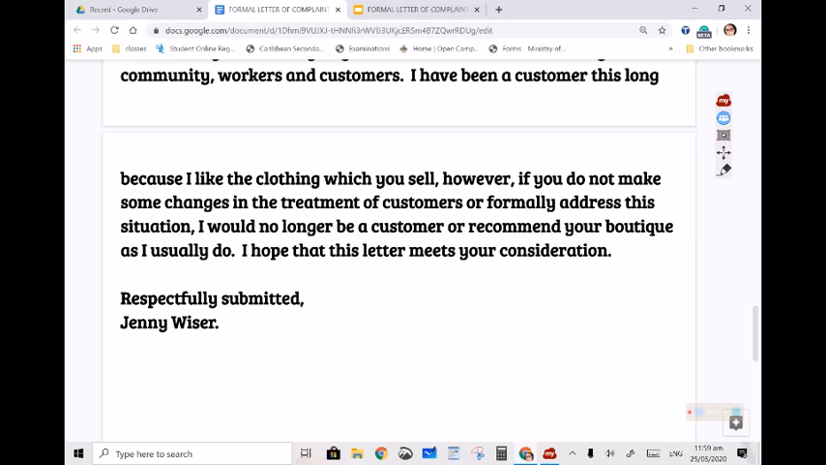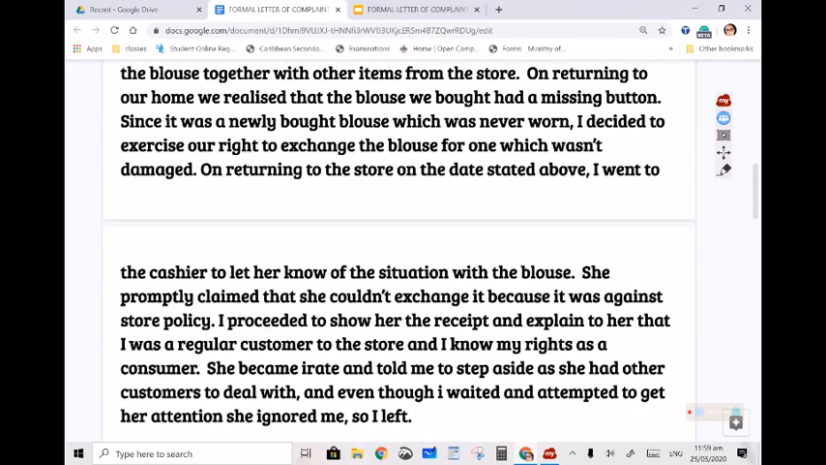So that would have been the last paragraph, which would have been your recommendation to remedy the situation. Then you would skip a line and you would have your closing. Your closing would be a formal one. Respectfully submitted, Jenny Weiser.